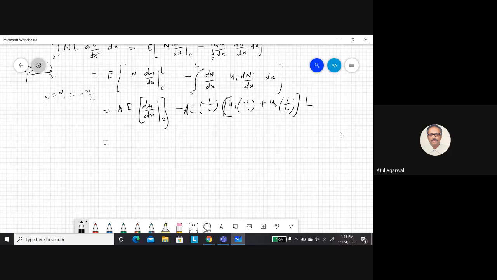Now, what is this EA du by dx at 0? So this is nothing but, what is this value? Sigma xx at x equal to 0.